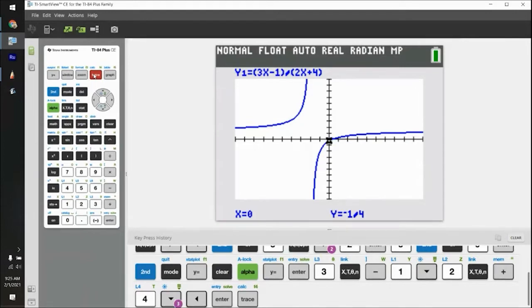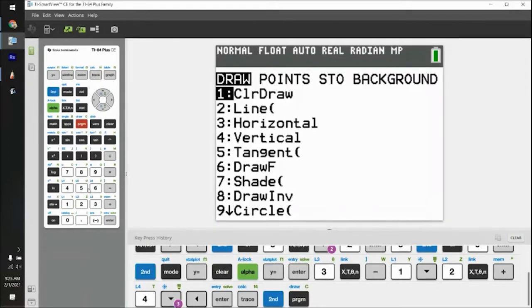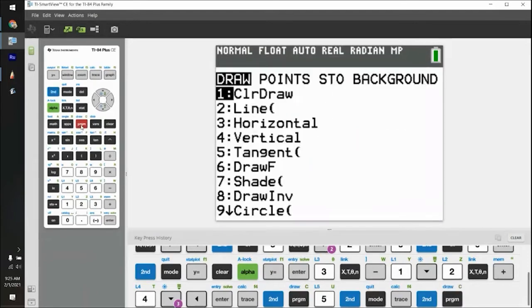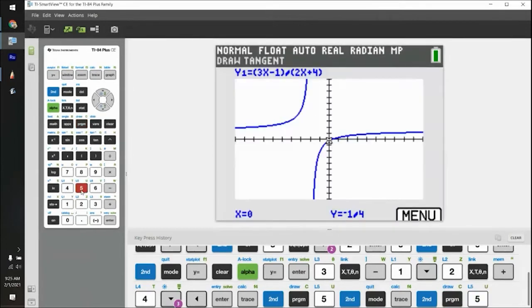This actually would have worked on one of the other problems that I did. When I showed AP this at the training that I went to, their minds exploded. So this is not intuitive at all, so definitely pay attention. You have the graph. You have to hit second draw or second program, and it brings you to this screen right here. And the fifth choice says tangent. So hit 5.